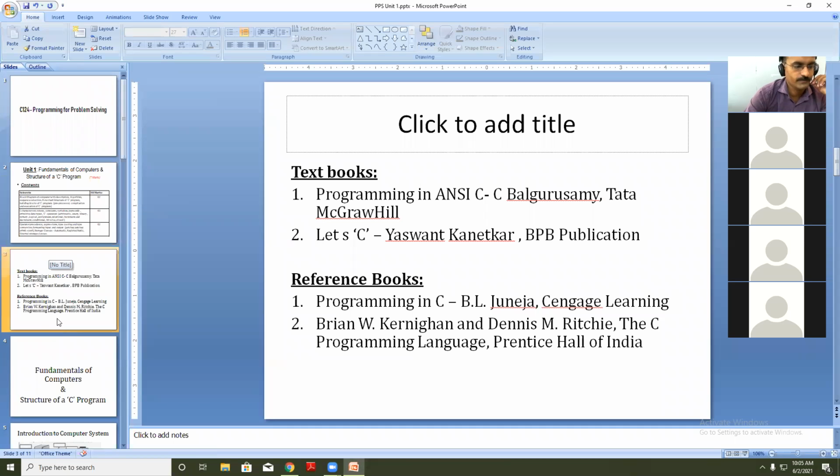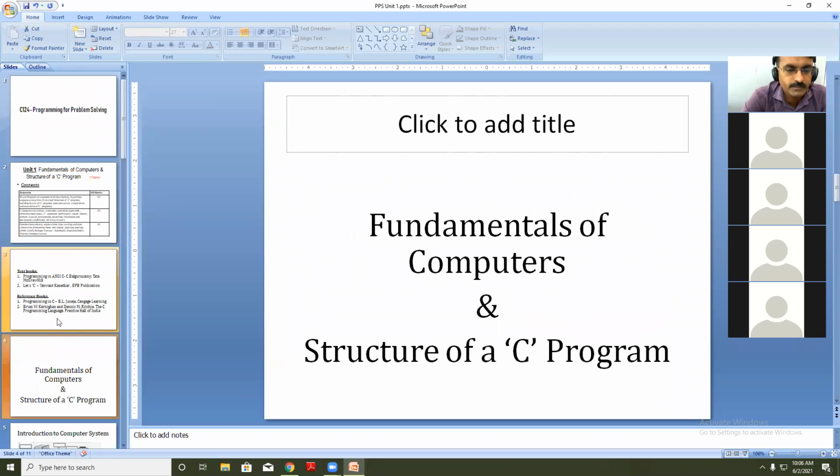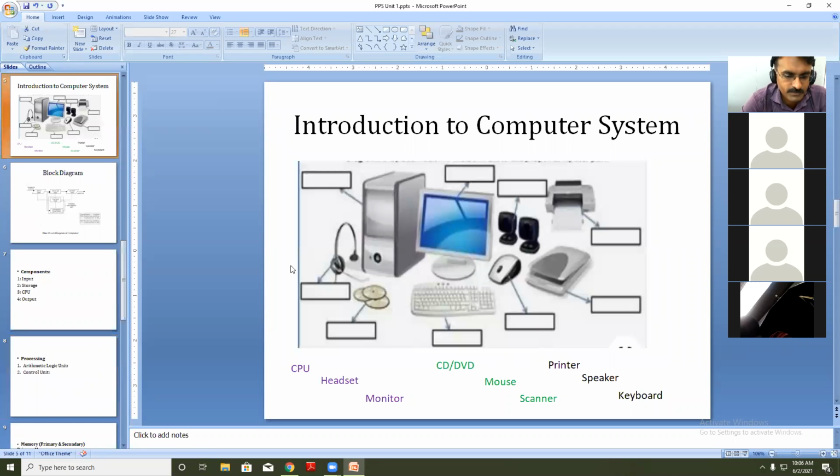Yes, sir. Okay, so we will start with fundamentals of computers and structure of a C program. Can you tell me what you know about computers? Or what we'll do, we'll start with the basic introductory part. So these are the computer system and its components.